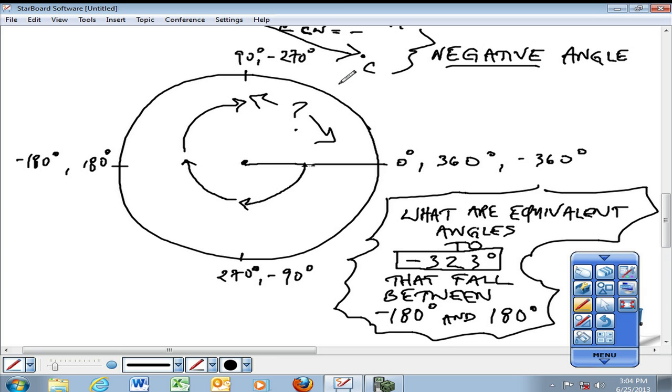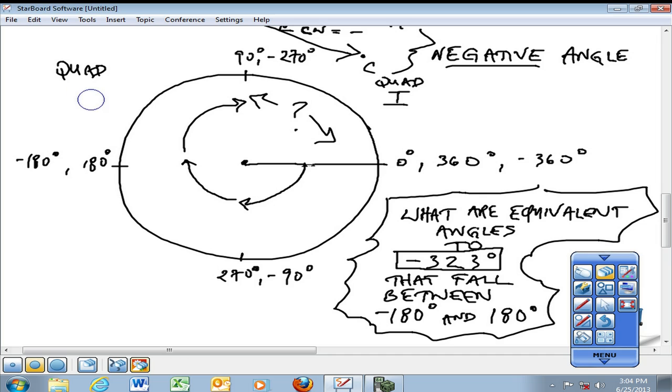What do you mean quadrant? There's actually a name. We call this quadrant 1, which is any angles between 0 degrees and 90 degrees. Then we have our quadrant 2, let's make that a 2, actually. There we go. Quadrant 2 is from 90 degrees to 180, in this range.